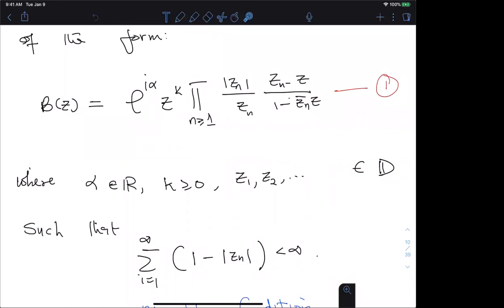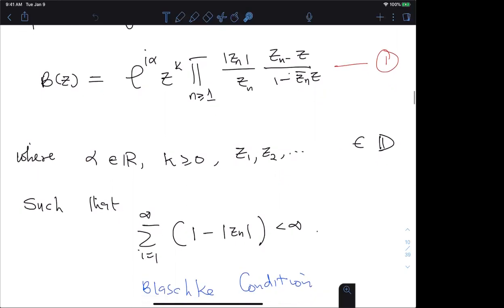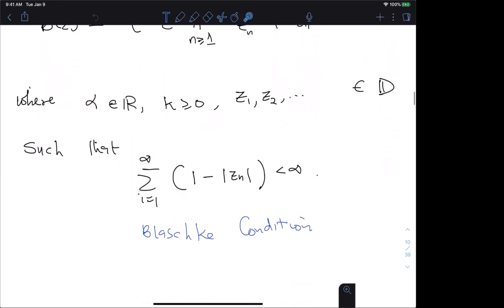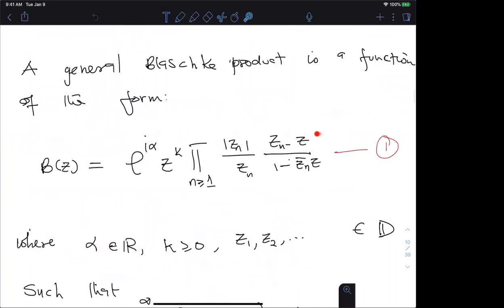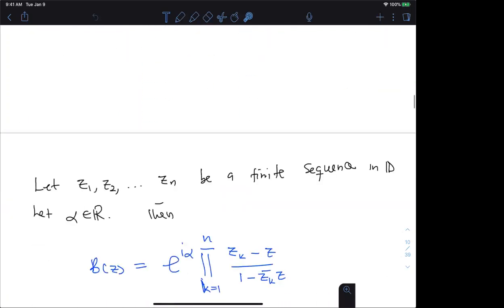So this product, together with this condition, provided the sequence of points are in the disk, alpha is real and k is non-negative, is called the Blaschke product. And the condition that this series is convergent is called the Blaschke condition. Now, a product involving only finitely many of these terms is what we call the finite Blaschke product.